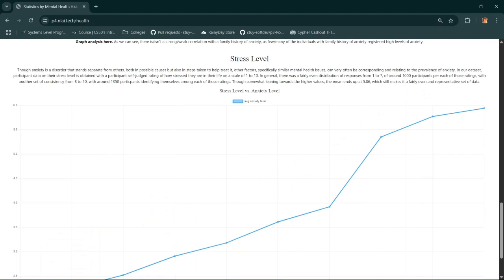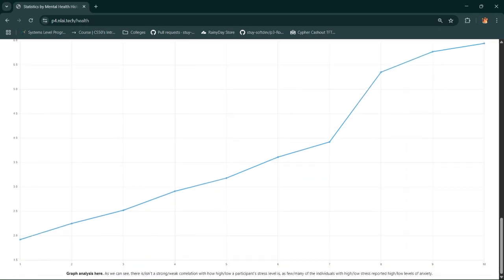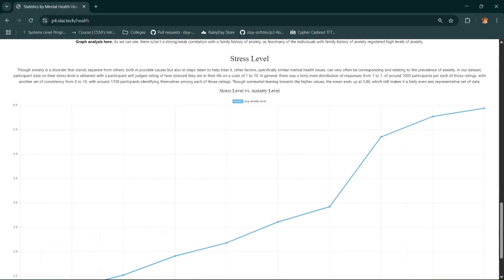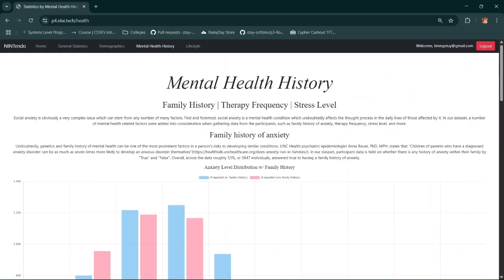So, although this page helps connect the dots between the data and the lived experience of anxiety, it does go to show that there is a lot more than just what meets the eye. And this page helps tell this specific part of the story. And from here, we can look at another part, lifestyle.